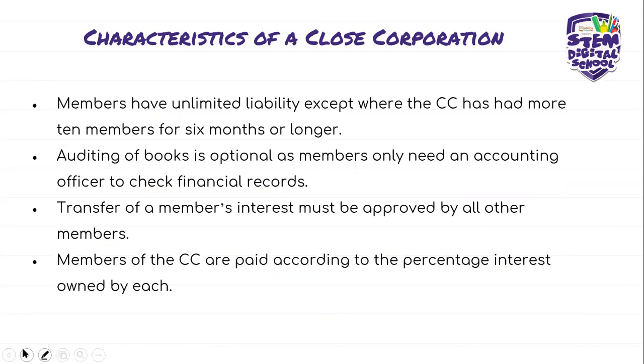Basically, these are more characteristics. Members have unlimited liabilities except where the CC has had more than 10 members for 6 months or longer. Very important. So we know that they do have unlimited liability, but this overrides the unlimited liability because it says except. I need to do it with a red color because this is an exception.